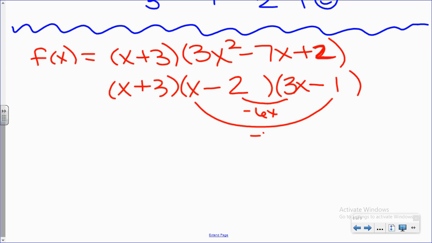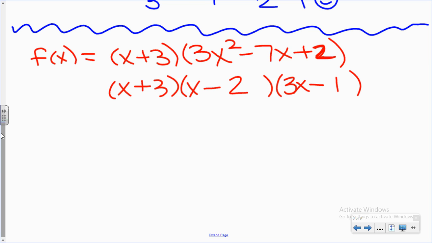X times negative 1, negative x. Those add to be negative 7x. That would FOIL out correctly. So, we divided out x plus 3, and then we can factor what was left over to get all of the linear factors of that problem.